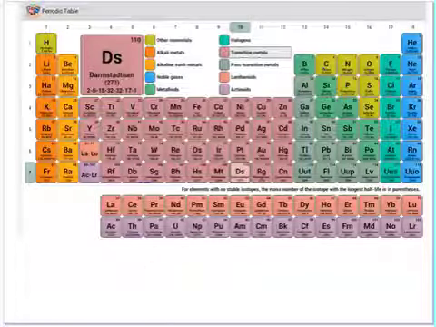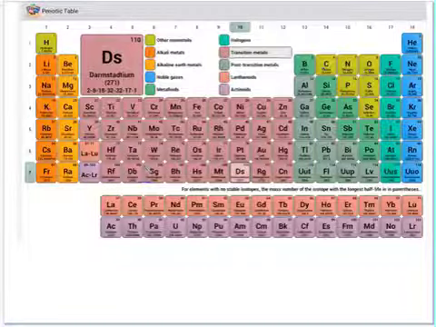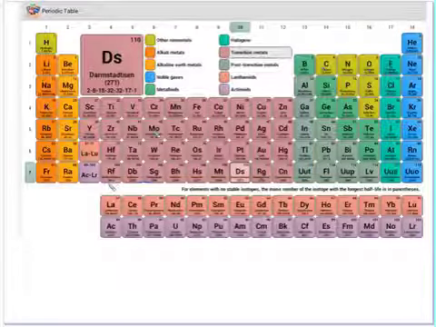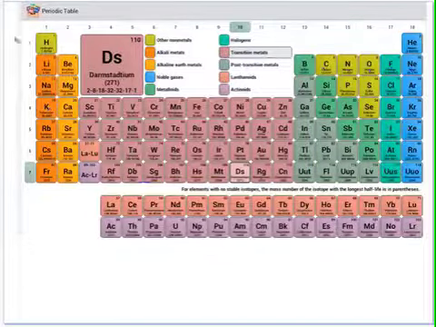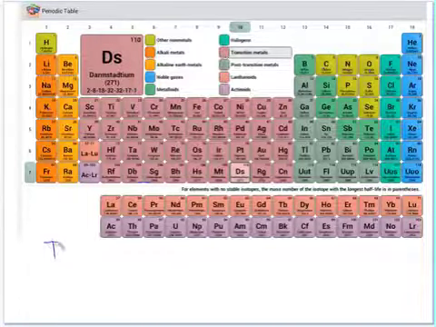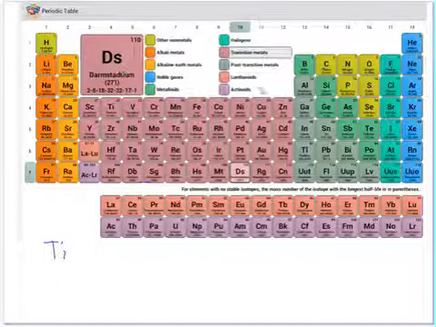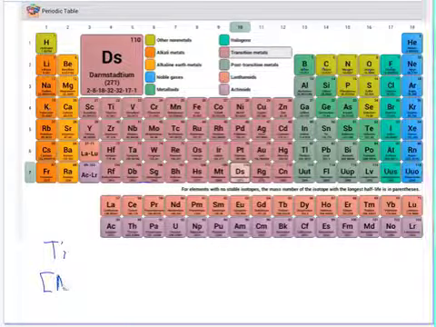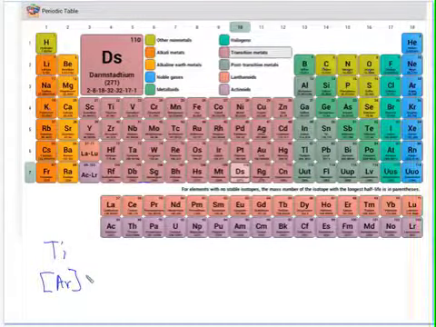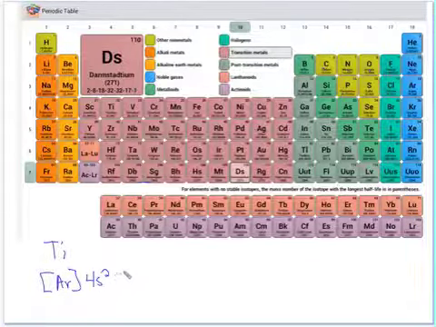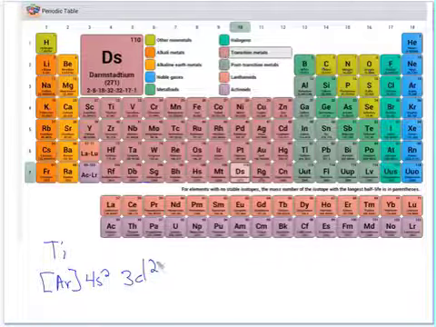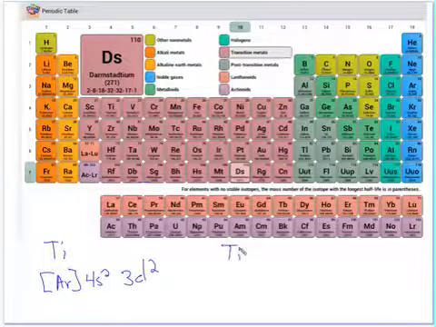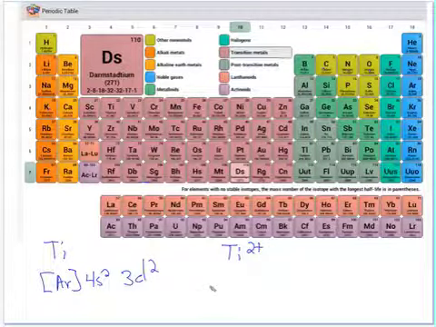Let's do another one here. Sometimes when you get down here into the transition metals, things can get a little harder. So let's try titanium. I'm just going to write it the shortcut way. Titanium, that's not an ion, is argon 4s2 3d2. Now, when titanium becomes an ion, a lot of times it becomes a 2+ ion.